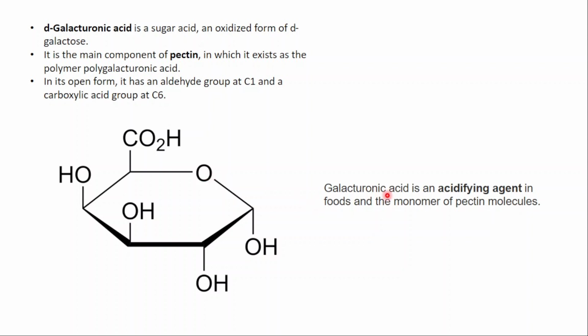And galacturonic acid is an acidifying agent in foods and the monomer of pectin molecules. So in the commercial world, galacturonic acid is used as an acidifying agent in foods. So if you want acid in your food, if you want your food to be sour, because presence of acid makes food sour, and if you want emulsification, so many processes, galacturonic acid is used as an acidifying agent.